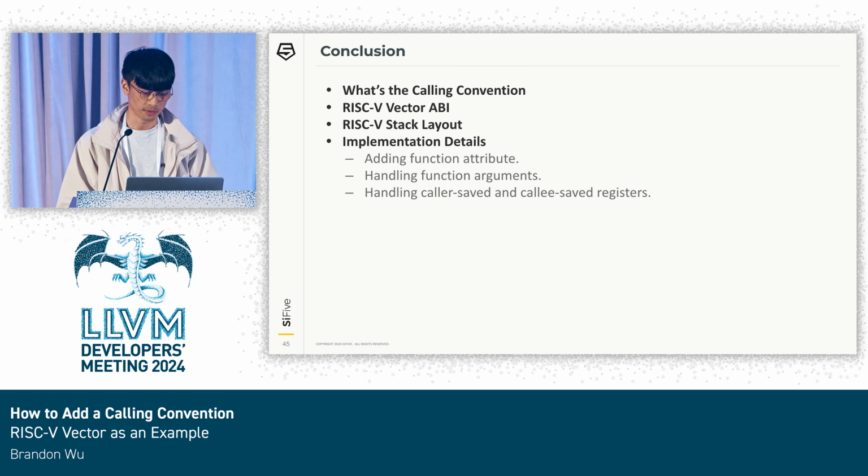Okay, so let's conclude what we have today. We had a brief recap of calling convention, and an introduction to RISC-V Vector ABI. We've learned about RISC-V stack layout, and finally we dove into details of implementation, including adding function attributes and handling function arguments and handling caller-saved and callee-saved registers.